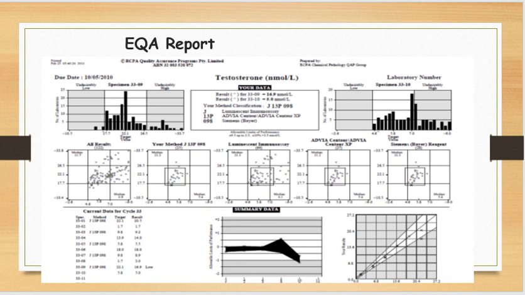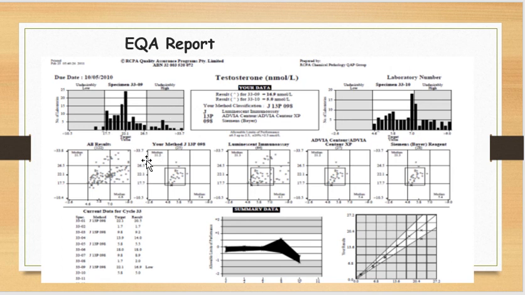So this is one example of an EQA result. If you can see here, this is the testosterone result with the unit provided. Make sure that when you send the result, the unit is correct, otherwise you will get a wrong report, okay? Wrong performance of your EQA.